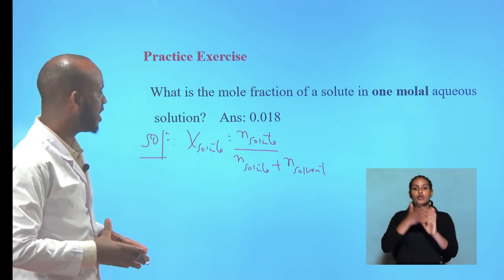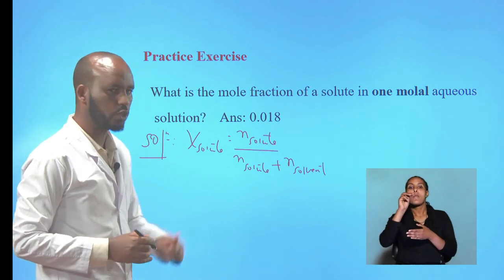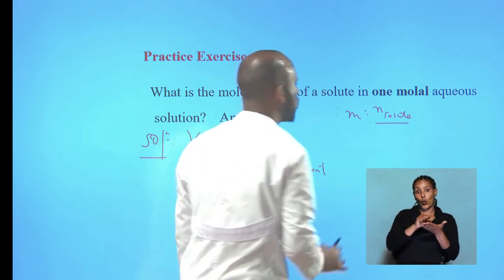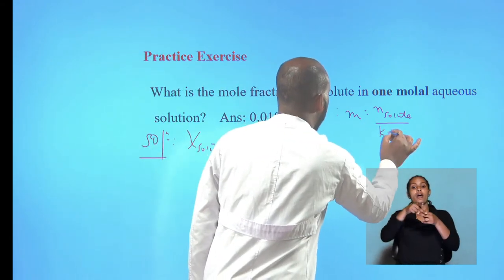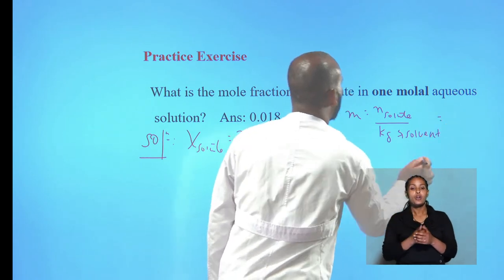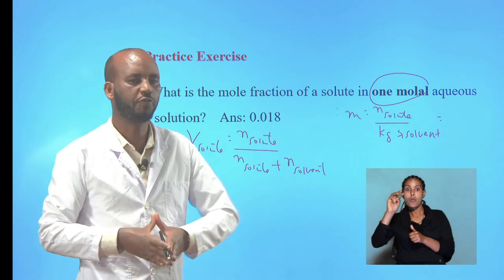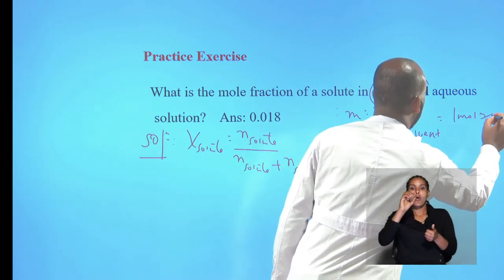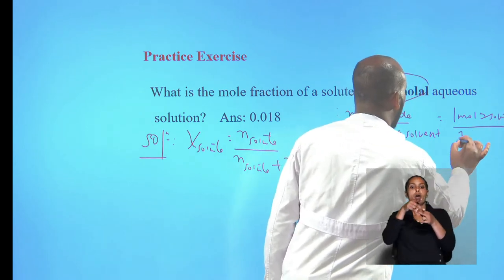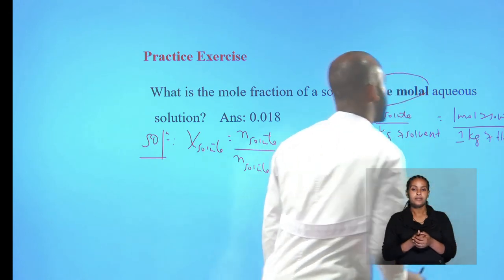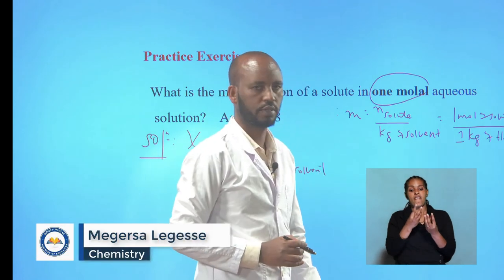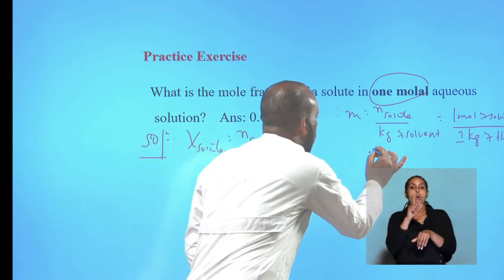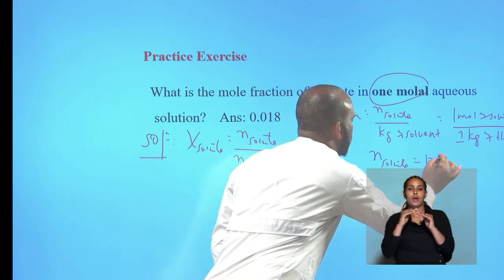What is given? Molality of the solution. Molality of the solution is 1 molal. As we said, molality is defined as number of moles of solute divided by mass of solvent in kilogram. 1 molal means 1 mole of solute is dissolved in 1 kilogram of solvent, 1 kg of water, because the solvent is water. It says aqueous solution. From this, number of mole of solute is 1 mole.